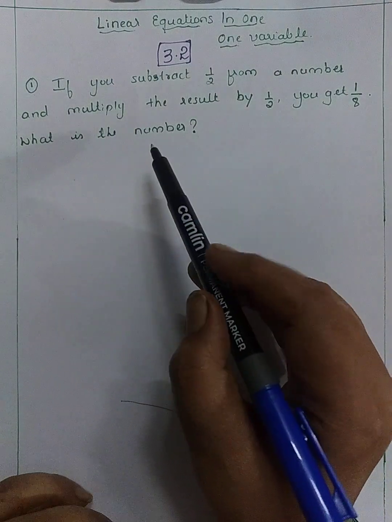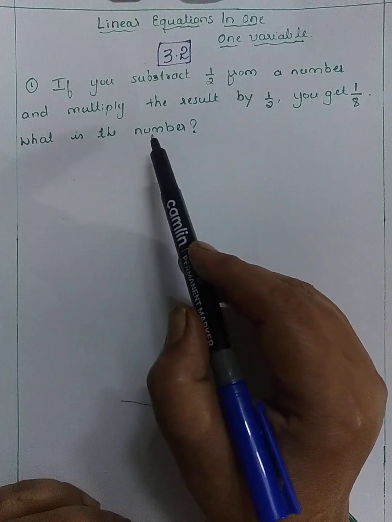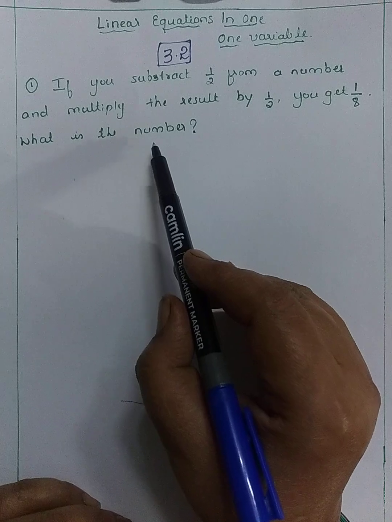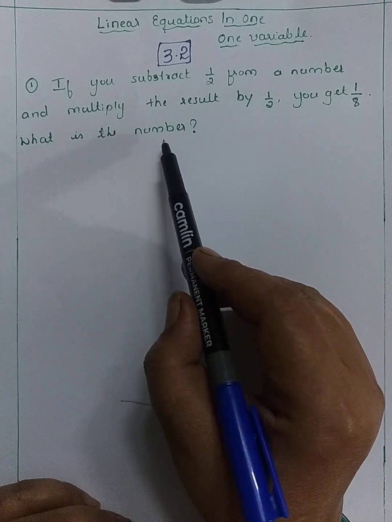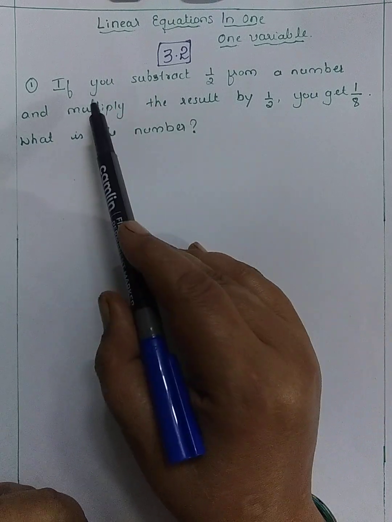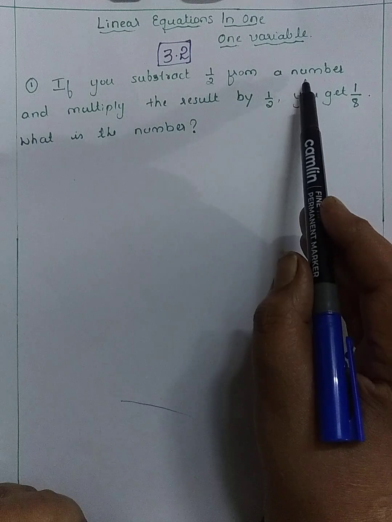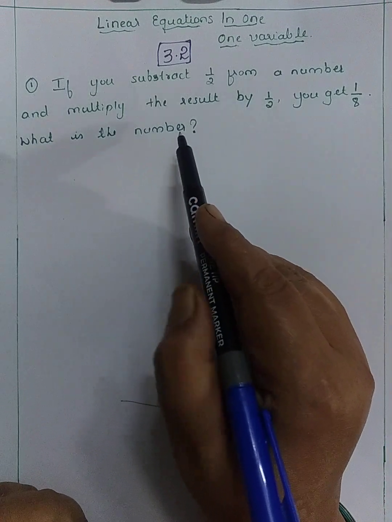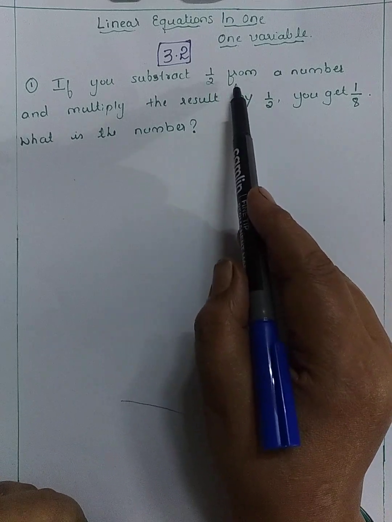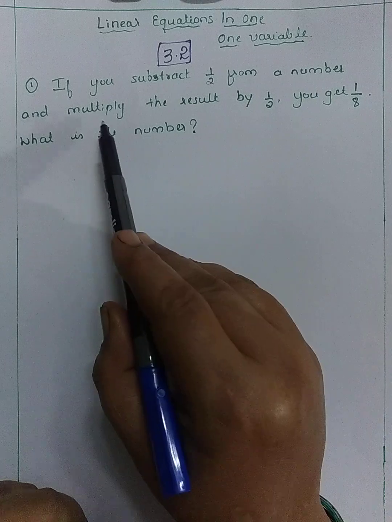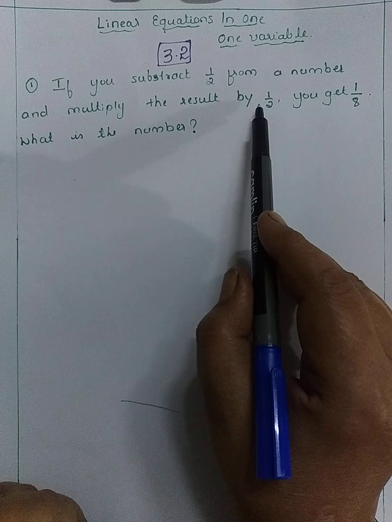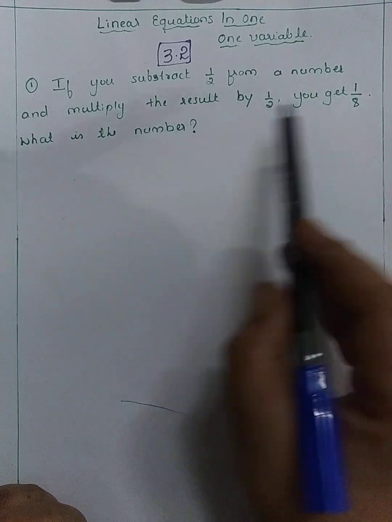Before letting the number x, you have to see what the question is. What is the number? It means you have to take this number as x. So what is the relation of that number? If you subtract 1 by 2 from that number, if you take the number as x, then we have to subtract 1 by 2 from it. That will be x minus 1 by 2. Then multiply the result by 1 by 2, and it will be equal to 1 by 8. So what is the number?